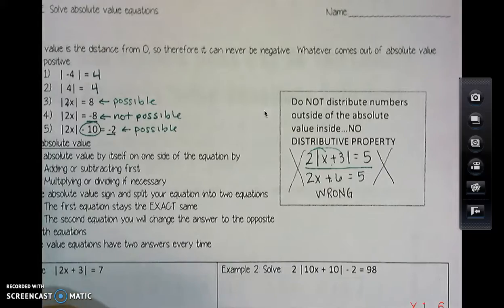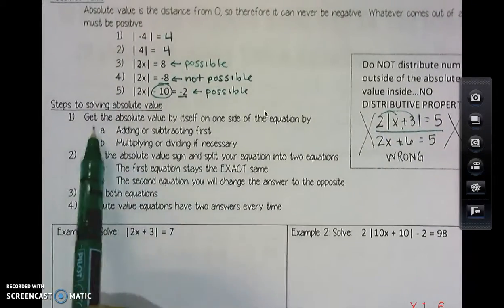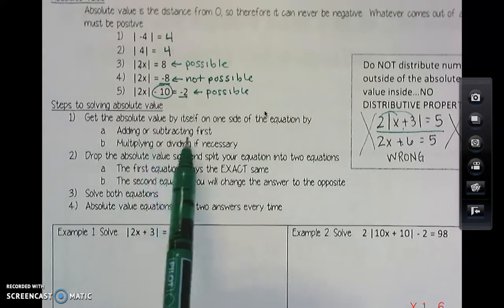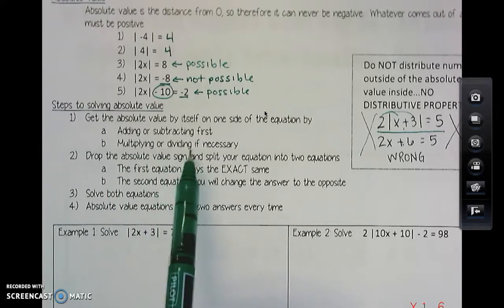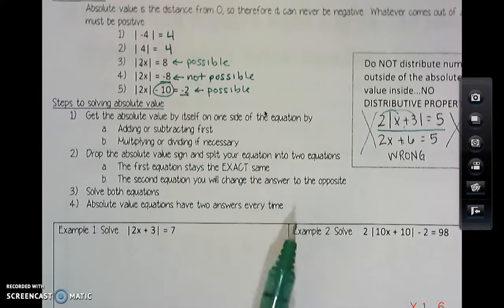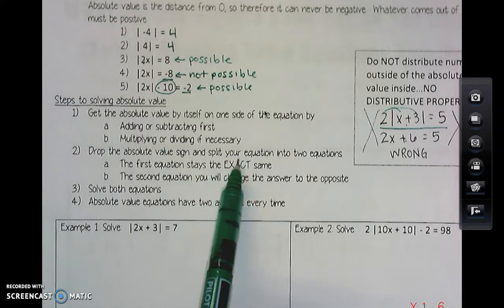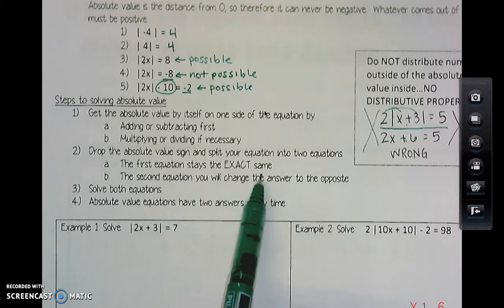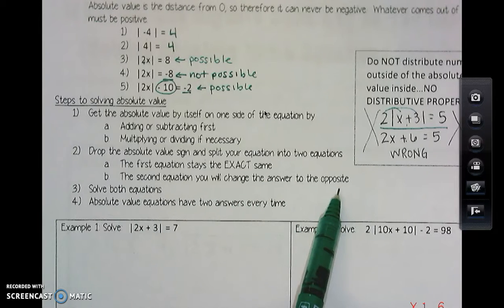All right, so here are steps to solving this. The first thing is to get the absolute value by itself on one side of the equation. So we either add or subtract any of the numbers, and then if there's any multiplying or dividing that we need to do, we do that in order to get the absolute value all by itself on one side of the equal sign. After we do that, we drop the absolute value sign and split your equation into 2 equations. The first equation stays the exact same. The second equation, you will change the answer to the opposite.